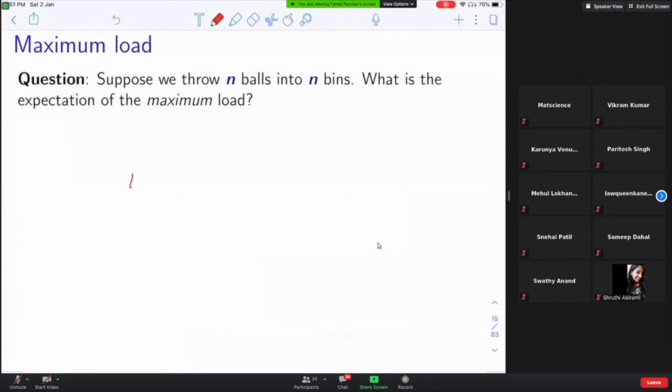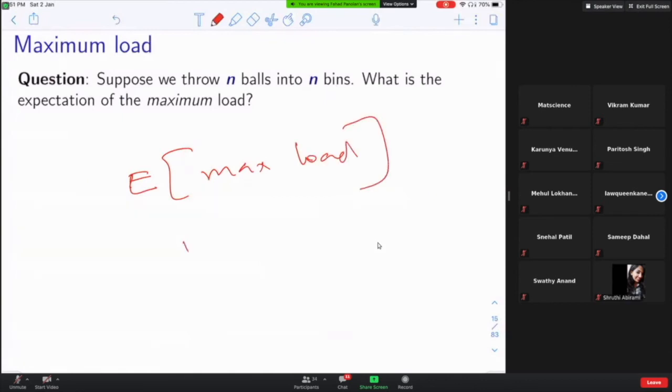So all the balls can fall in the same bin. n. That is of course an upper bound. What is the expectation of the maximum load? You got the expectation of maximum load. This is the question. 1. Is it 1? See, the thing is we're talking about the expectation of the maximum load.